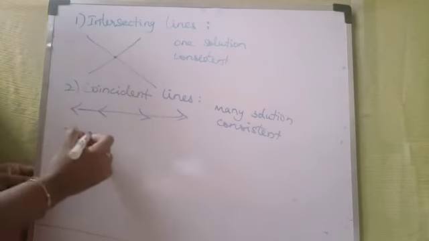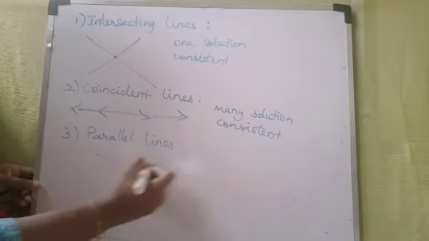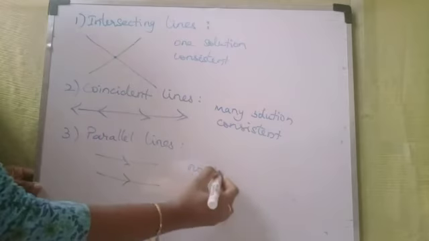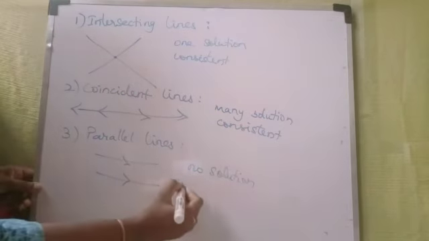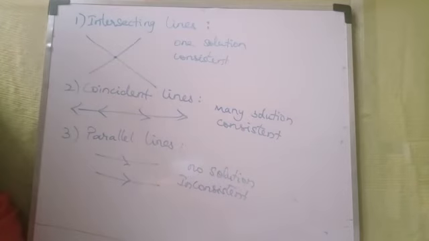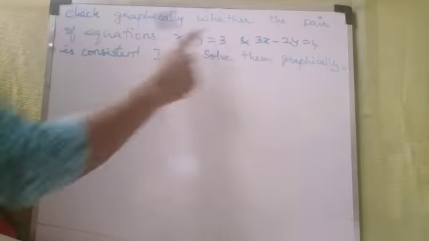Third category is the two lines may be parallel lines, which means the two lines are parallel to each other. Distance between the two lines is equal. So there is no common solution. So it comes under inconsistent. So the two lines may intersect at a point, they may be coincident, or they may be parallel to each other. Let us learn the graphical representation.